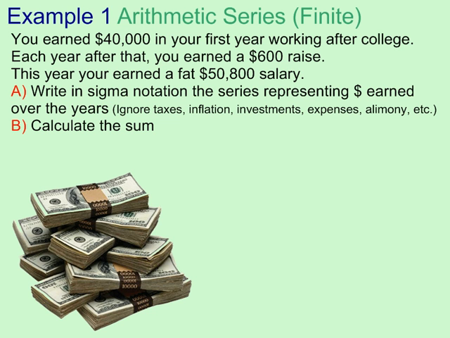And our first task is to write in sigma notation, or summation notation, the series representing the total money that you've earned over the years. And we're going to ignore such ugly practicalities as your gambling debts, your bail money, child support, whatever. And our second task is going to be to calculate the sum.